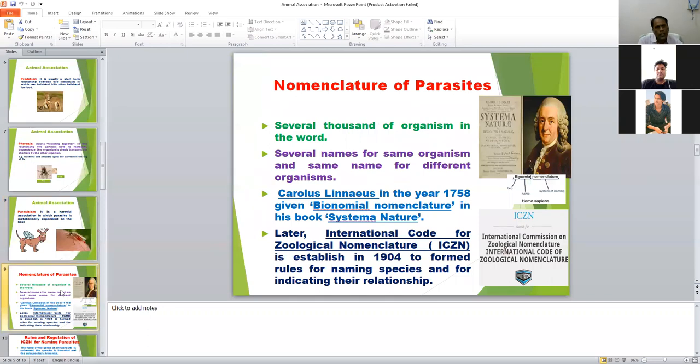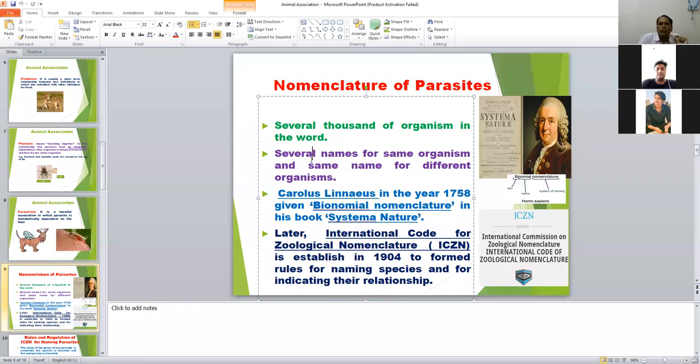Another topic is the nomenclature of the parasite. We have read in intermediate science how organisms or animals are named in zoology as well as in botany subjects. In the nomenclature of parasites, there are several thousand organisms in the bird, and the name of an organism may be similar, and one organism may have different names.